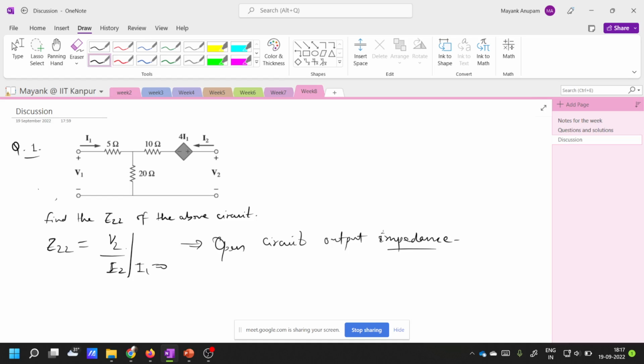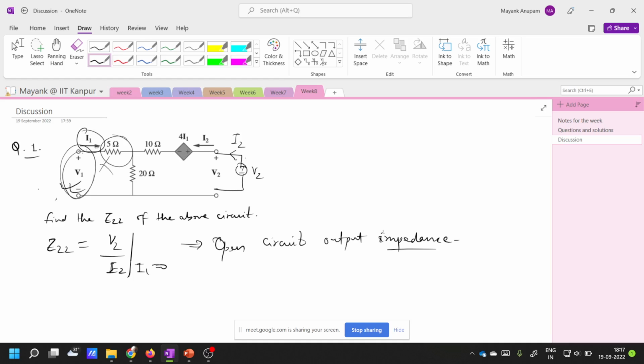So what is meant by this? Basically you have to connect a voltage source V2 here and see how much current I2 is flowing, and this has to be done when the current I1 is 0. Basically this terminal, this port, has to be open circuited. You see that this is already true. Since there is no current flowing through it, this 5 ohm is useless, as good as not present there.